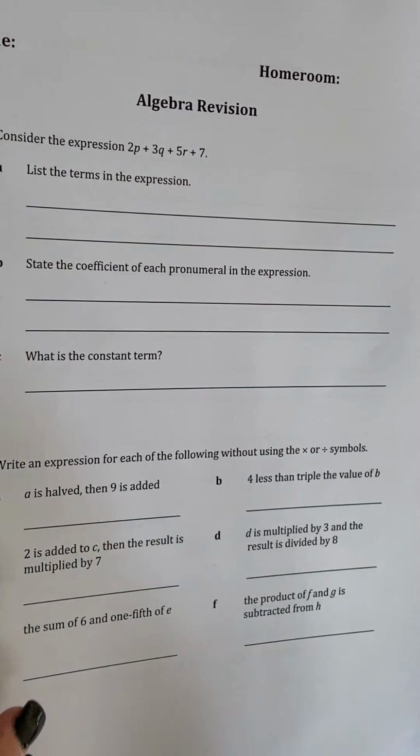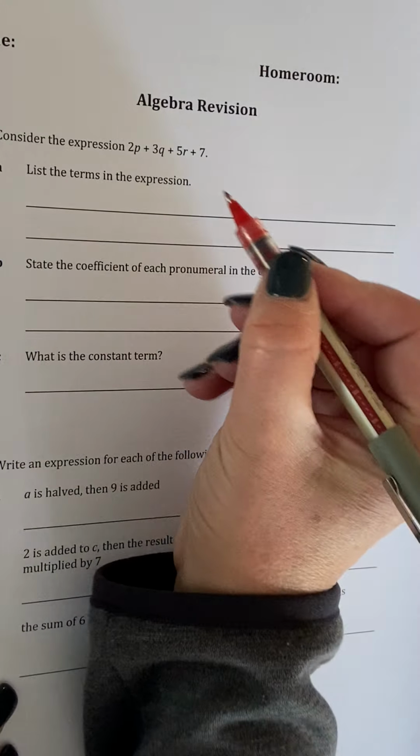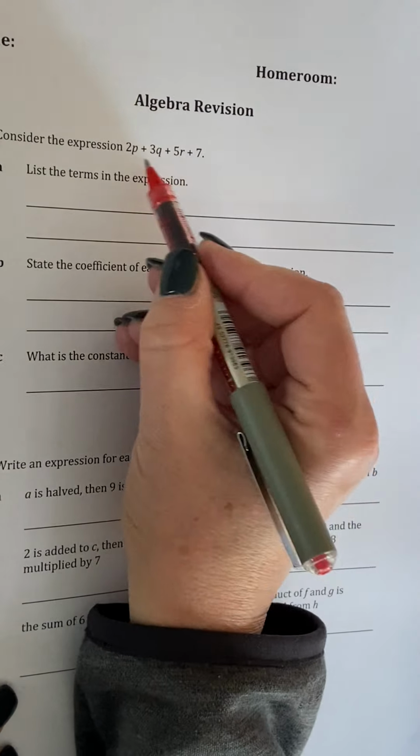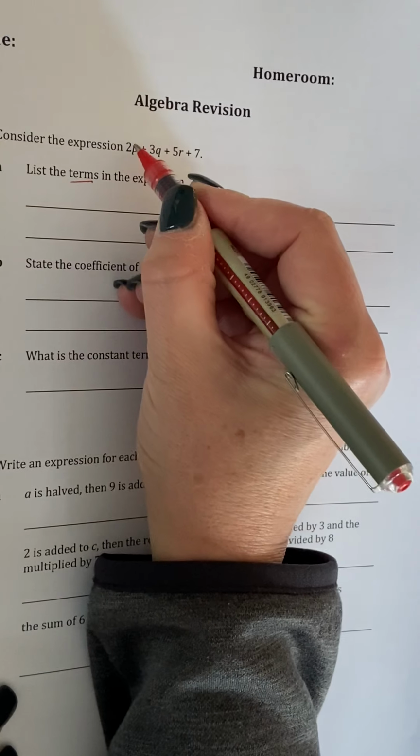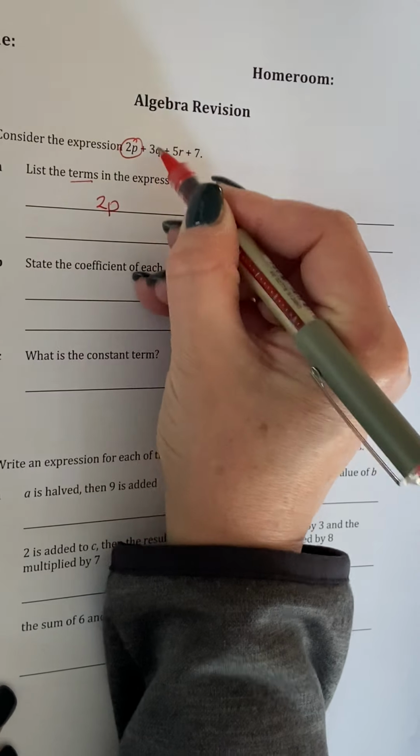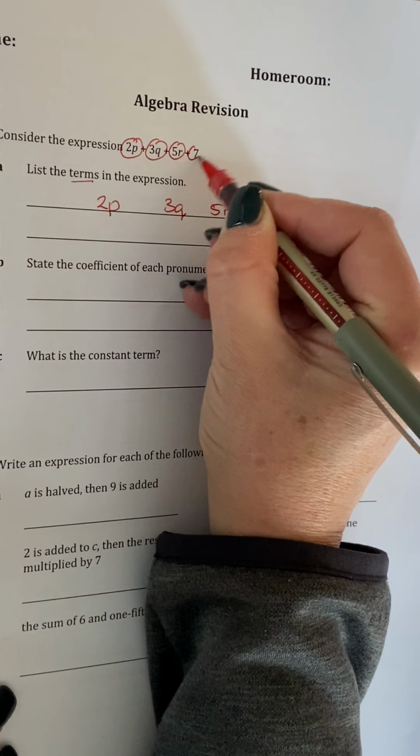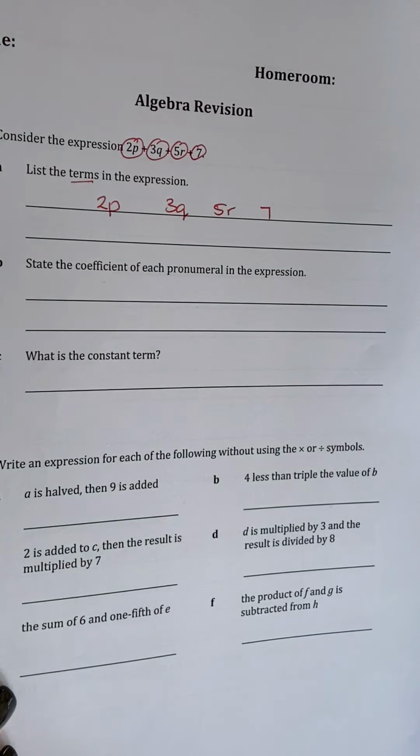What I'm going to do for you now is go through the solutions to the algebra revision. So the first one, consider the expression. And there's our expression, list the terms. The terms are this one, this one, and this one.